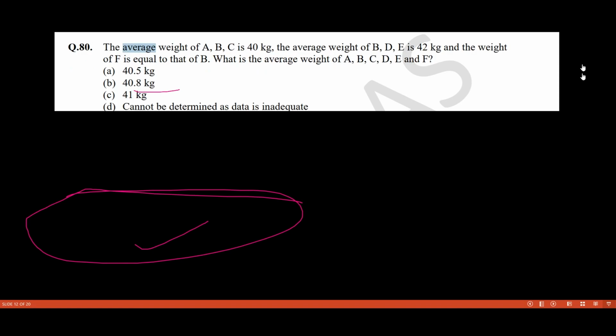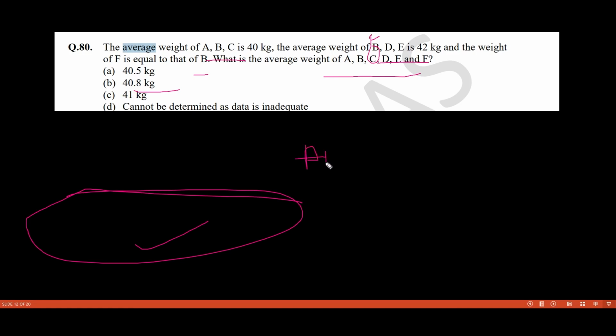This question is easy. This question is of average. In this, the average weight of ABC is given as 40. The average weight of BDE is 42, and the weight of F is equal to B. So what is the average weight of ABC, DE, F? Only B was coinciding in this, so we can replace that with F.